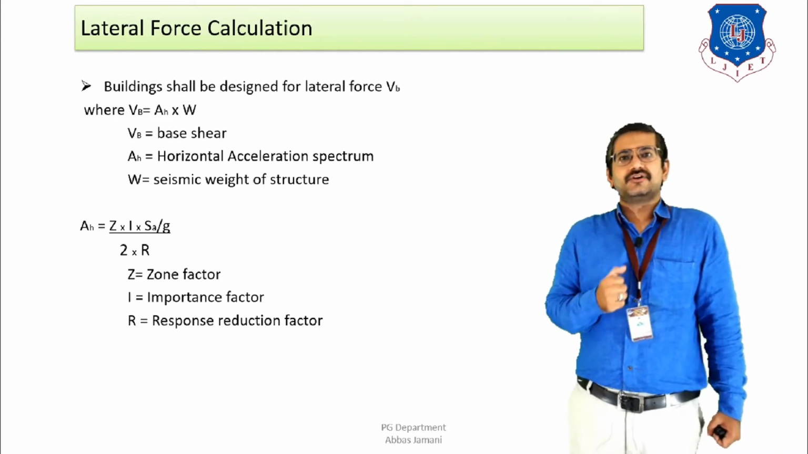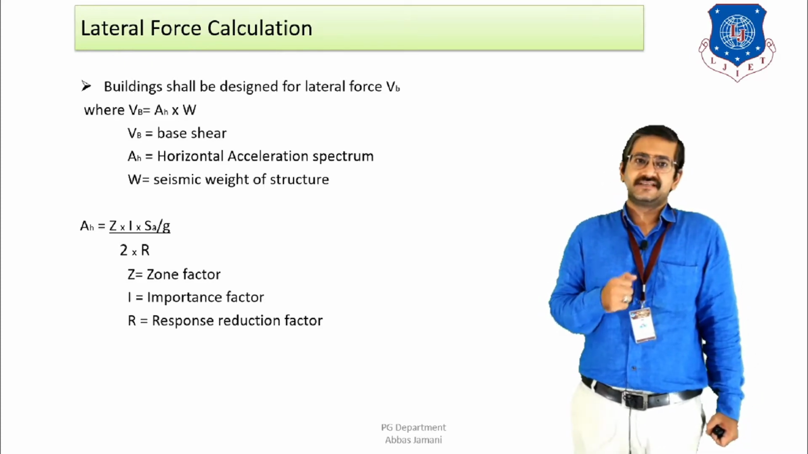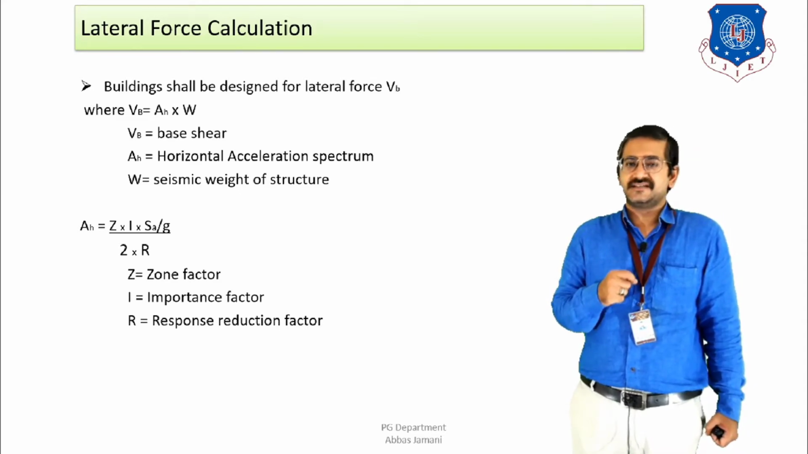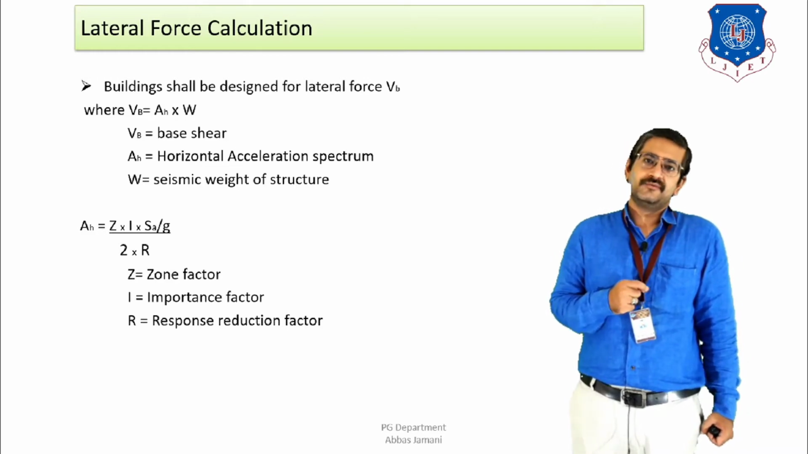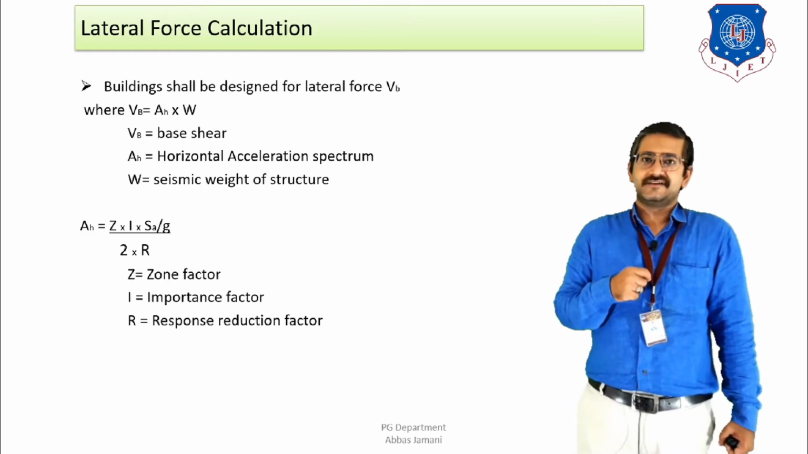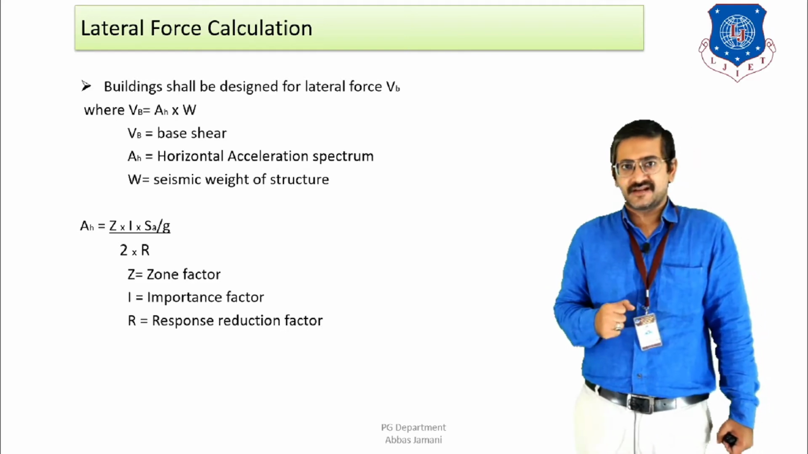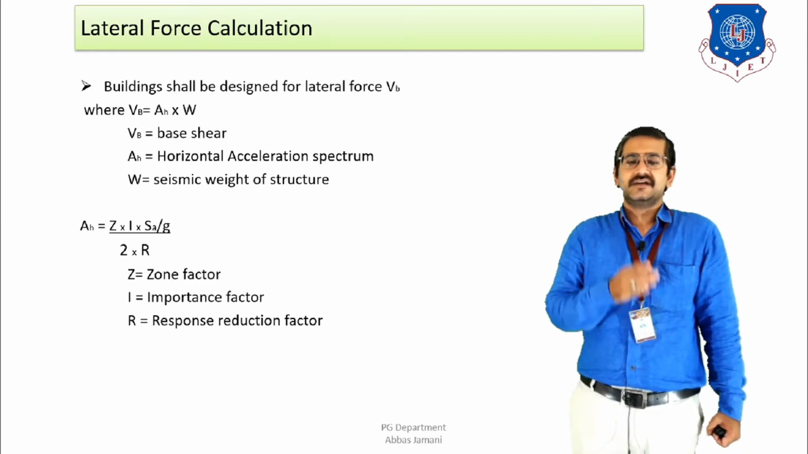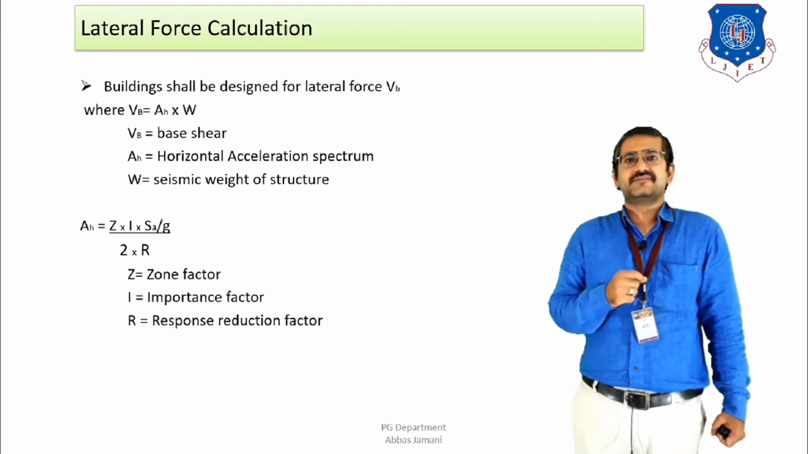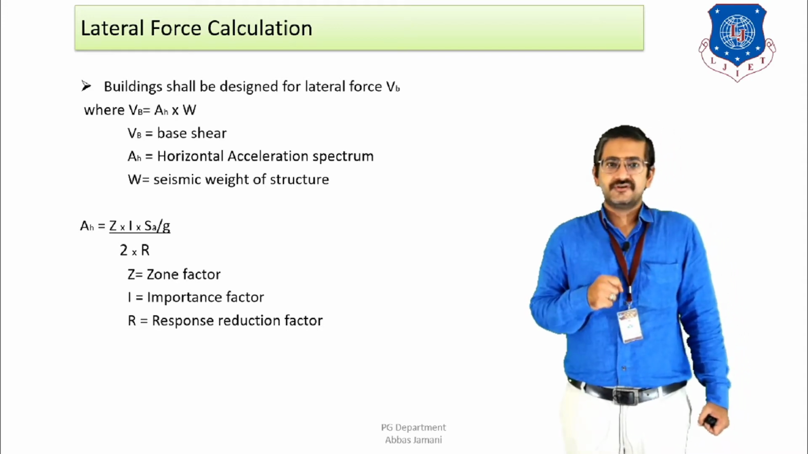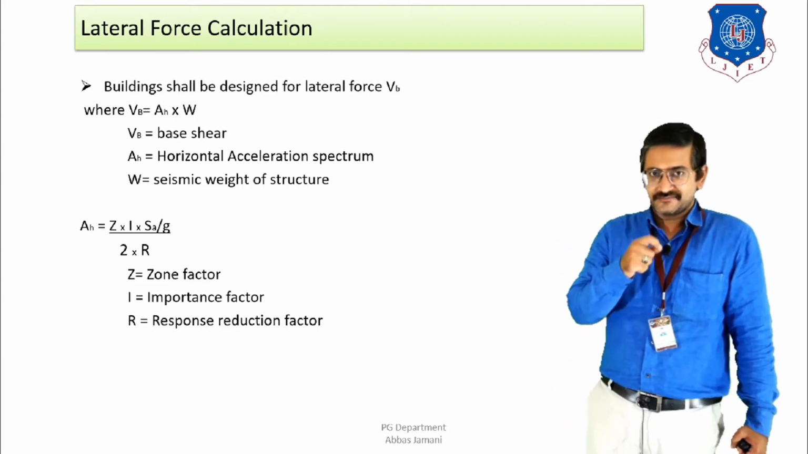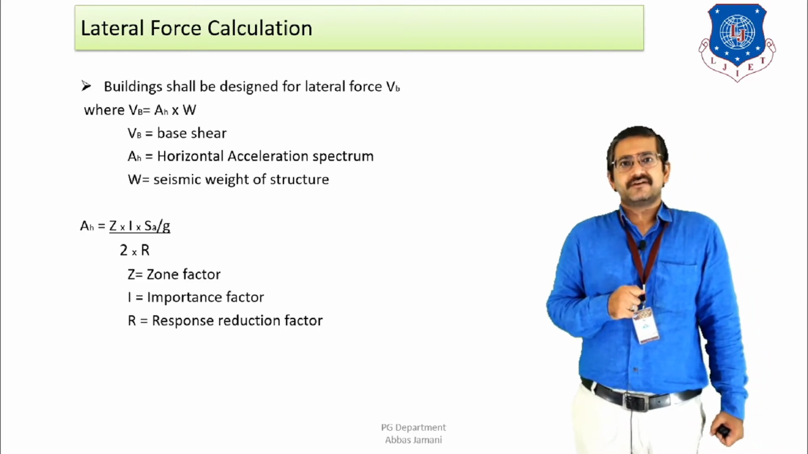The IS code, IS 1893-2016, says that a building shall be designed for a lateral force VB, also known as the base shear, where VB is equal to AH into W. We are all very familiar with this equation, which we have seen already in the static analysis method class. That is the basis of lateral load calculation, whether you are using the dynamic response method or the static analysis method. So, the base shear is given by VB equal to AH into W, where VB is the base shear, AH is the horizontal acceleration spectrum, and W is the seismic weight of the structure.